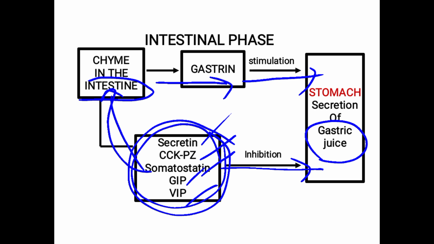Hence in the intestinal phase, initially gastric secretion is stimulated, but later it is inhibited by other hormones like secretin, CCK-PZ, somatostatin, GIP, and VIP. So ultimately the gastric secretion will stop. Again, if you take food, there is the cephalic phase, gastric phase, then intestinal phase. Like this the gastric juice is secreted in 3 phases. Understood?